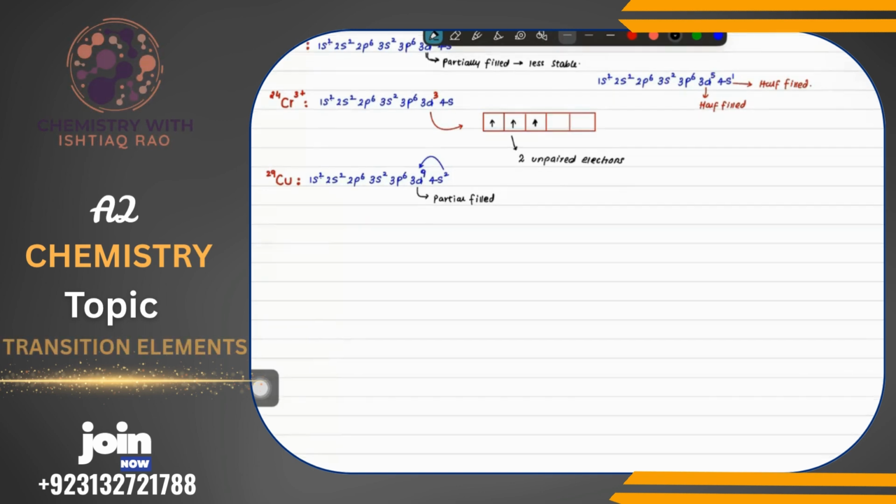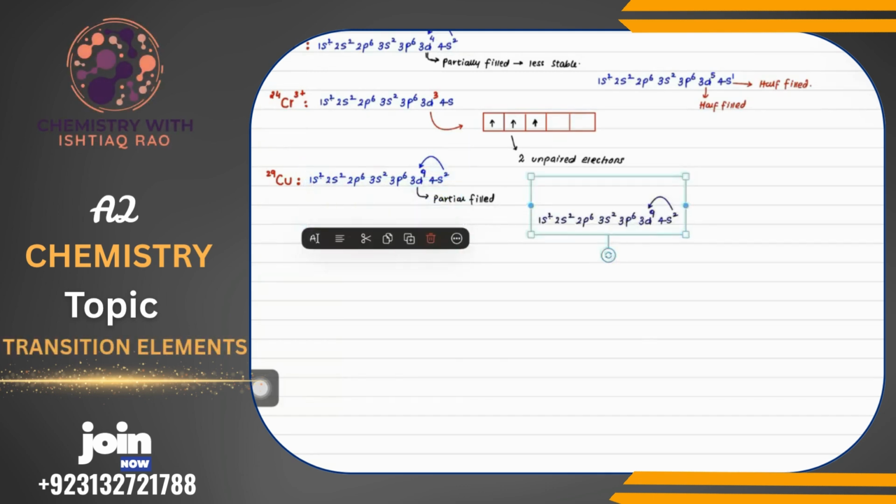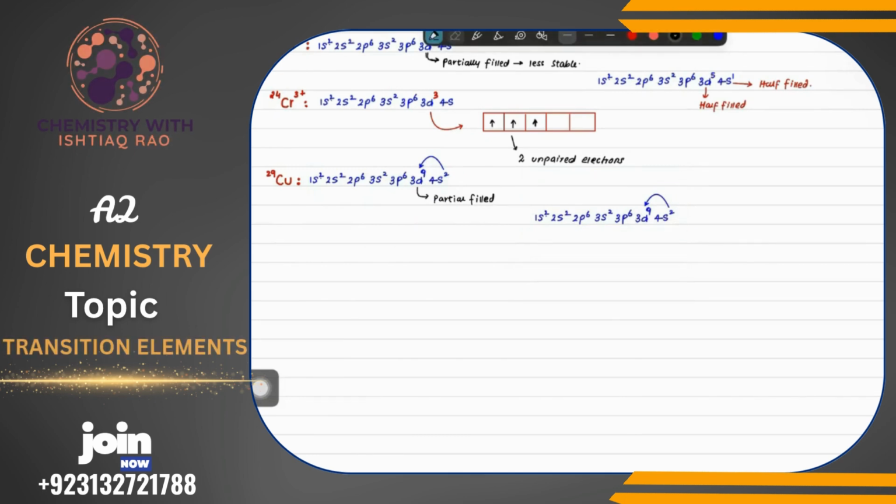What am I supposed to do? I'm going to donate one electron from 4s to the 3d. After donating, it's going to be 3d10 and 4s1, isn't it? So the 3d becomes fully filled, which is more stable, and the 4s becomes half filled, which is also stable. So we have made it stable, right? So this is the electronic configuration for copper.